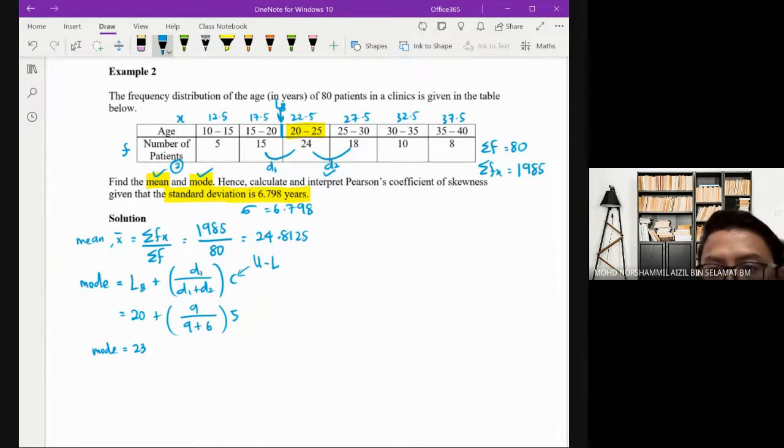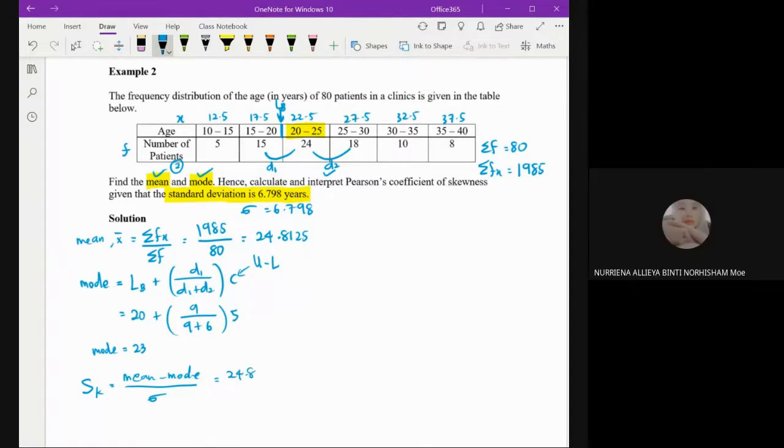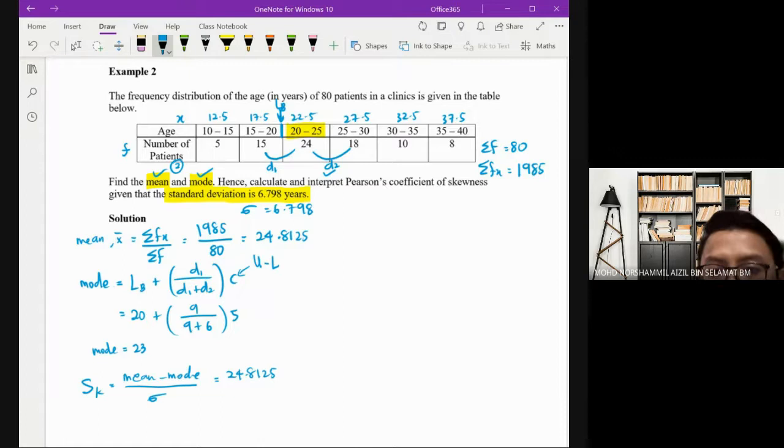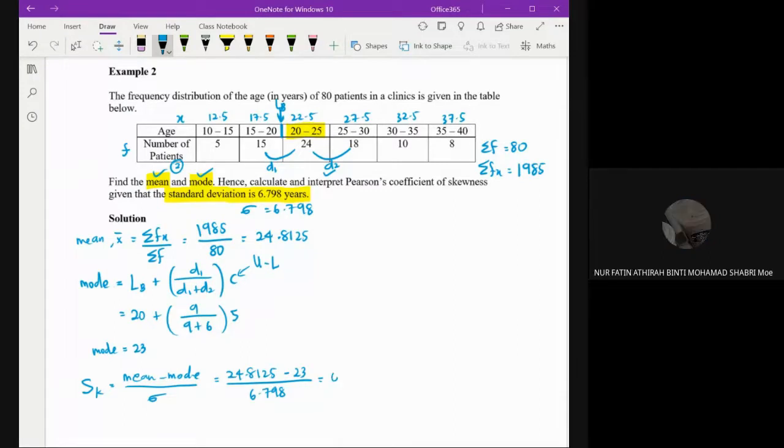Alright, so now we can proceed with Pearson's coefficient of skewness. The formula is S sub k. We need to use the second formula because of the word hence, mean and mode. So the formula is mean minus mode over standard deviation. Be careful with the values. Mean 24.8125 minus 23, divided by 6.798. What do you get for this one? 0.267.